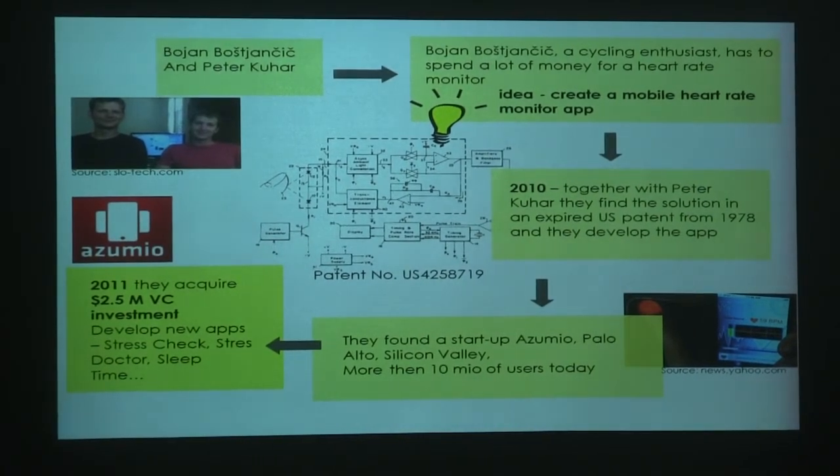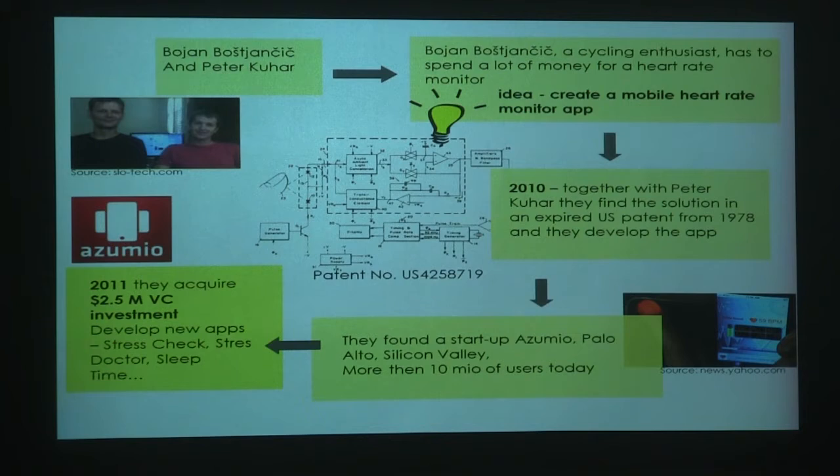So these are two guys from Slovenia, one of whom likes to cycle and wanted to buy a heart rate monitor, which wasn't very expensive and was very tricky to get on. So he had a business idea. So always it's good to have a pain or a need to get ideas, obviously, from all these examples. He wanted to create a mobile app to monitor heart rate. And he knew he wanted to do that, but he had no idea how.